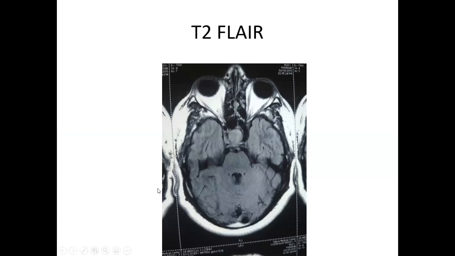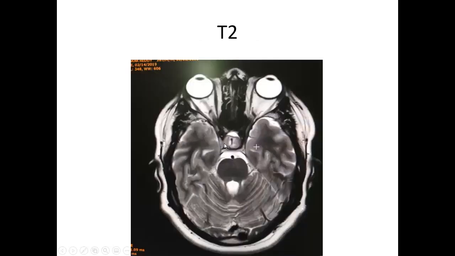Any vessel in the T2 plane is dark. So in this, it is not dark. There is a cavernous sinus involvement, the pituitary gland is involved in the T2 plane. The same thing in T2 also, you can see here there is a cavernous sinus involvement. Here no cavernous sinus involvement on the left side, but on the right side there is involvement.